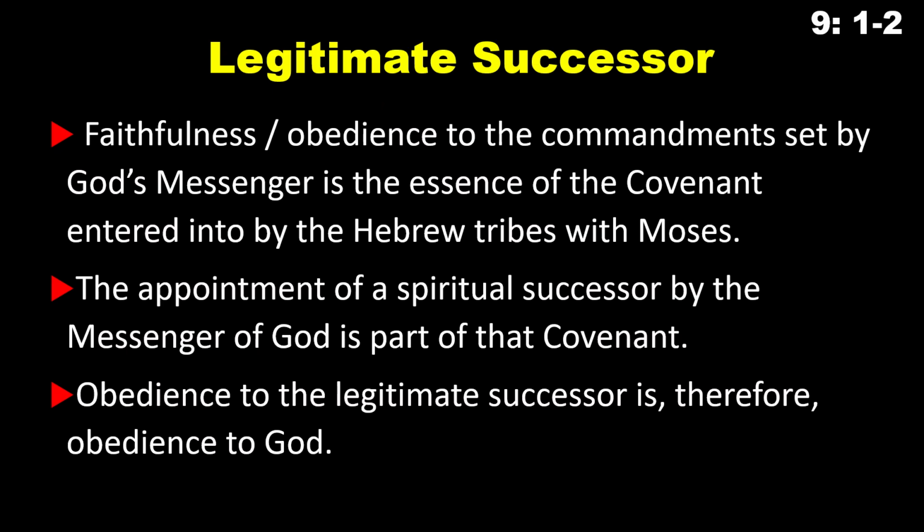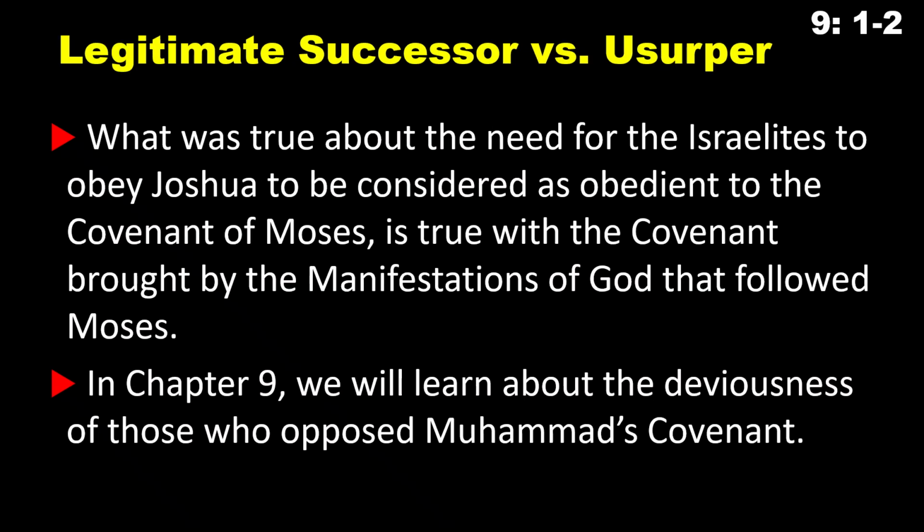Faithfulness and obedience to the commandments set by God's messenger is the essence of the covenant entered into by the Hebrew tribes with Moses. The appointment of a spiritual successor by the messenger of God is part of that covenant. Obedience to the legitimate successor is, therefore, obedience to God. Chapter 9 is chock full of warnings about covenant breaking and the importance of following the wishes of the manifestation or prophet of God as to who would head the faith after his passing from this world.